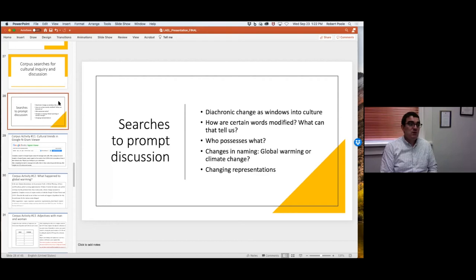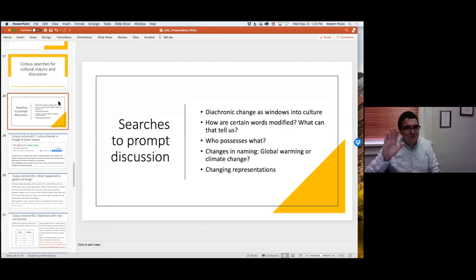How are certain words modified? What can that tell us? Maybe not looking at change over time, but right now in American discourse or British discourse, how are certain words modified and discussed broadly? That can be a really interesting conversation. Who possesses what? I know that seems kind of vague. I don't want to tip my hat just yet. I'm going to save that, but generally, as the question suggests, who possesses what? I'll save the rest for the moment.